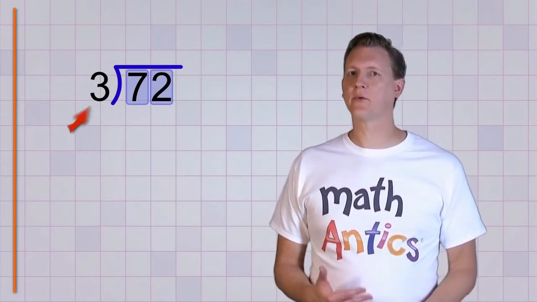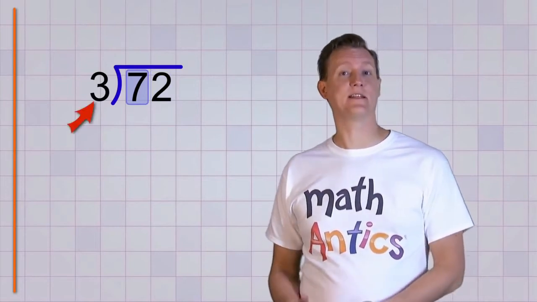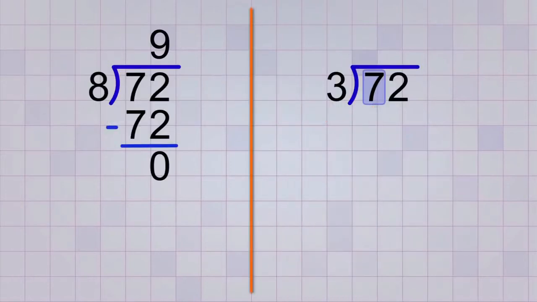Instead of asking how many 3s make 72, let's just focus on the first digit and ask how many 3s does it take to make 7. That's easy. 2 3s would give us 6, which is very close. So let's put a 2 in the answer line right above the 7. Then we multiply 2 times 3, and that makes 6, and we subtract 6 from 7 to get a remainder of 1.